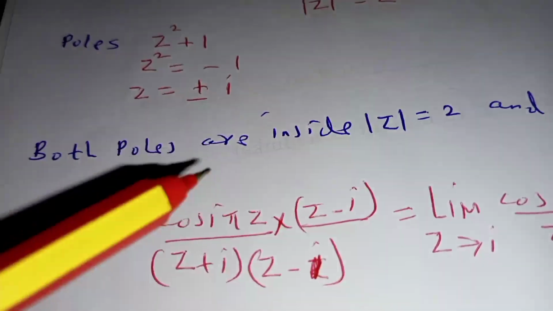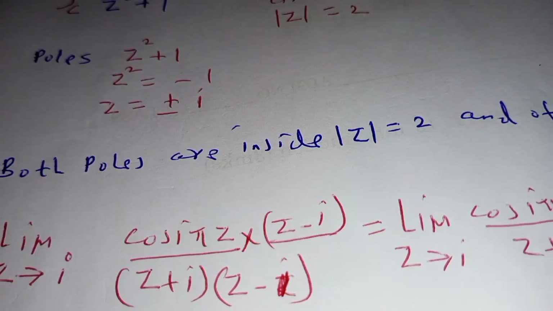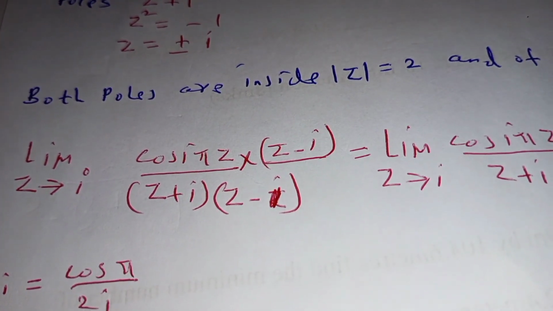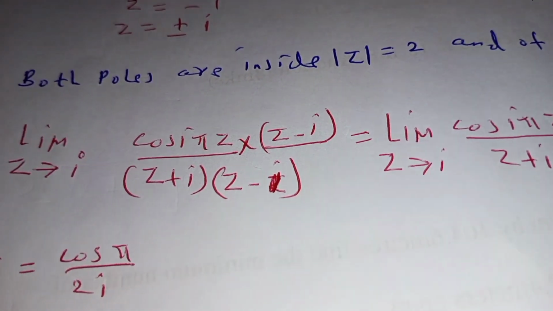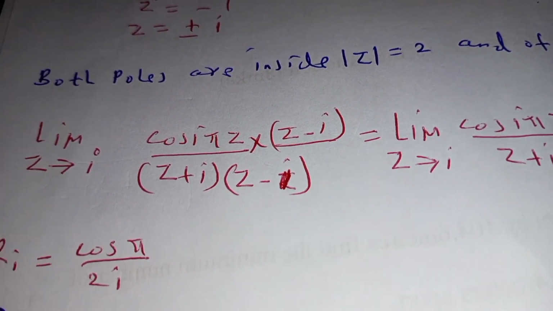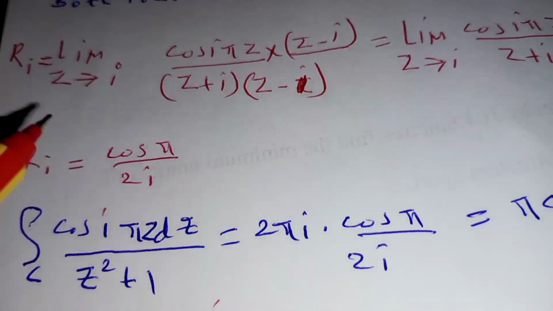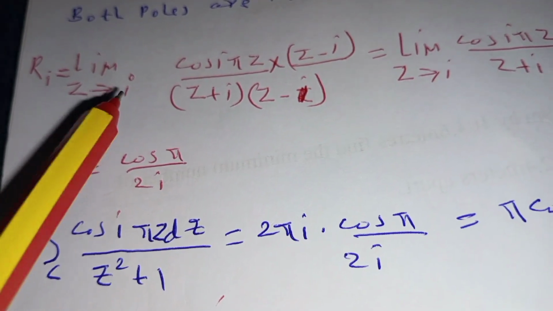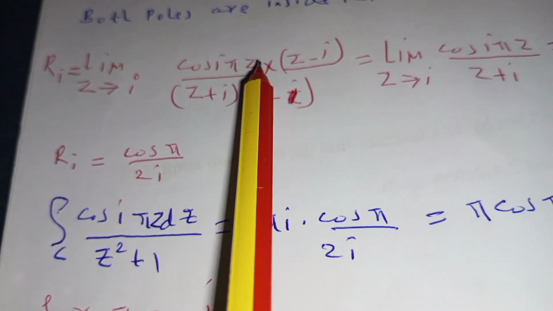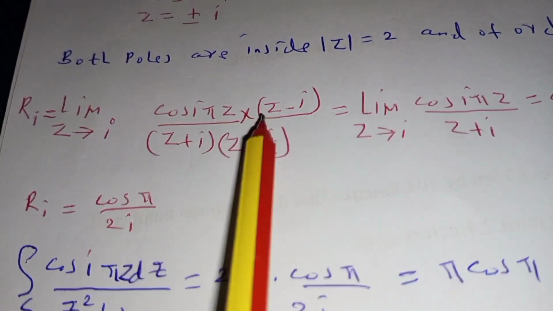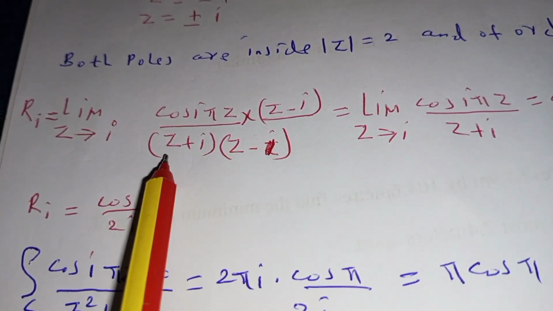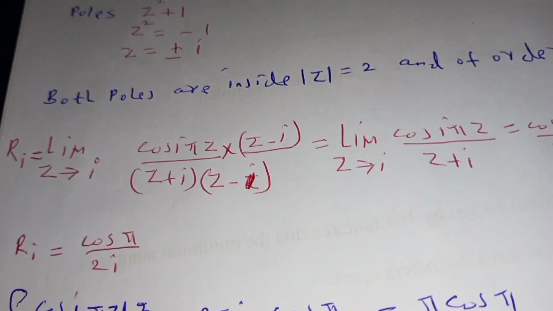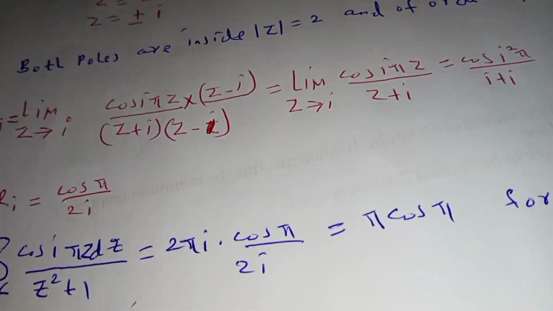So after identifying the poles, finding out whether they are inside or outside, and their order, we apply what is called the Cauchy integral formula for a single factor. First of all, we are going to get the sum of the residues. We obtain the residue at the pole i, which is found by the limit as z tends to i of the function, where z minus i is divided by z minus i multiplied by z plus i. The denominator has been written in terms of its factors.